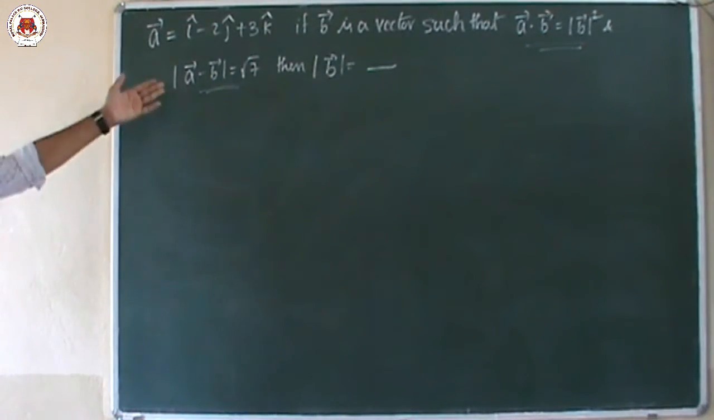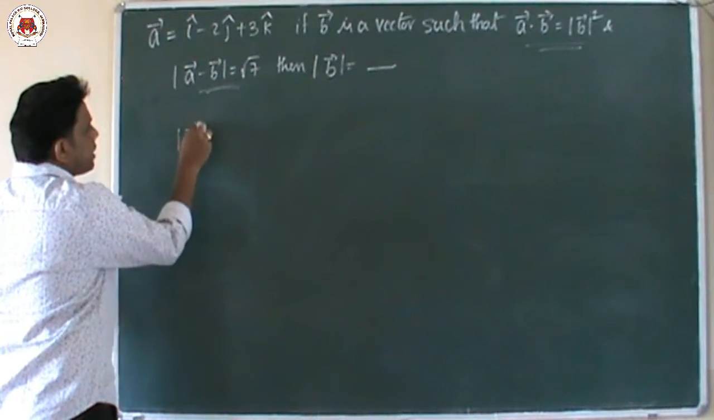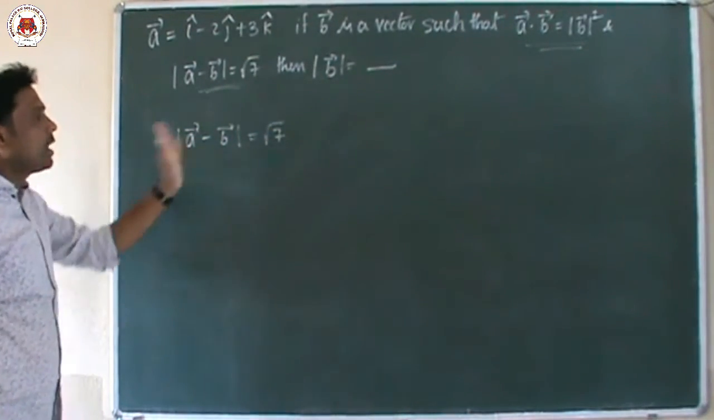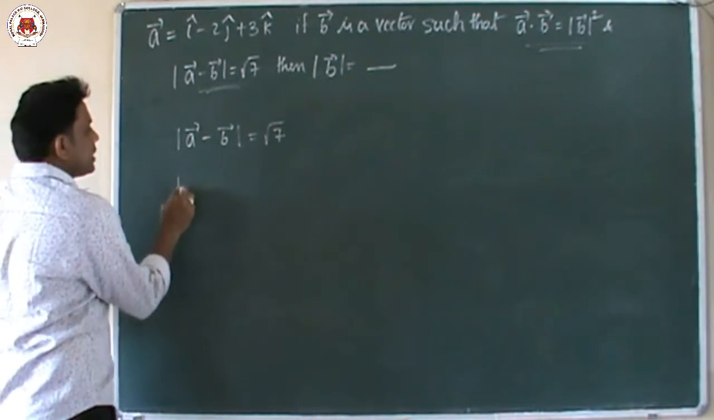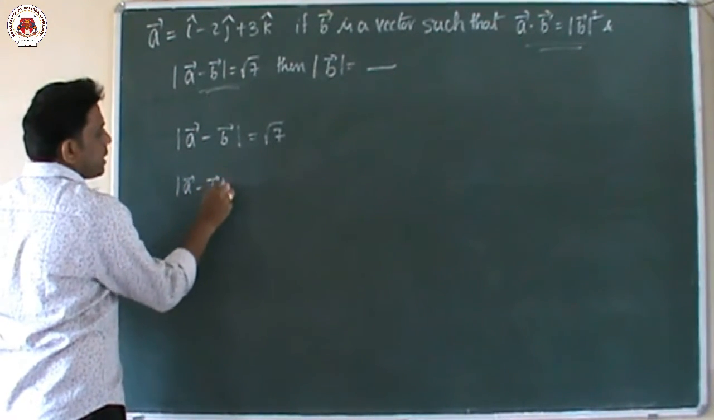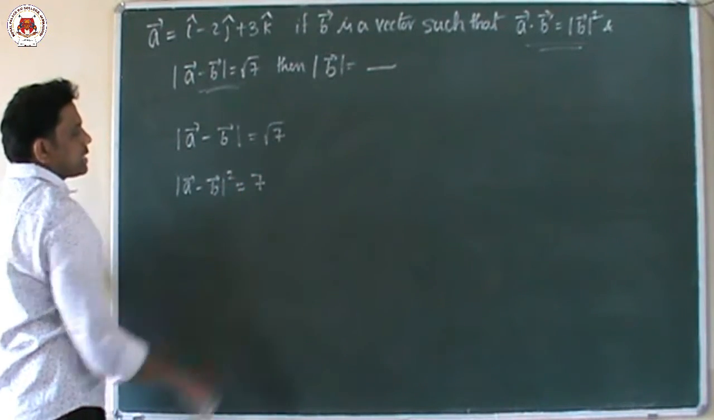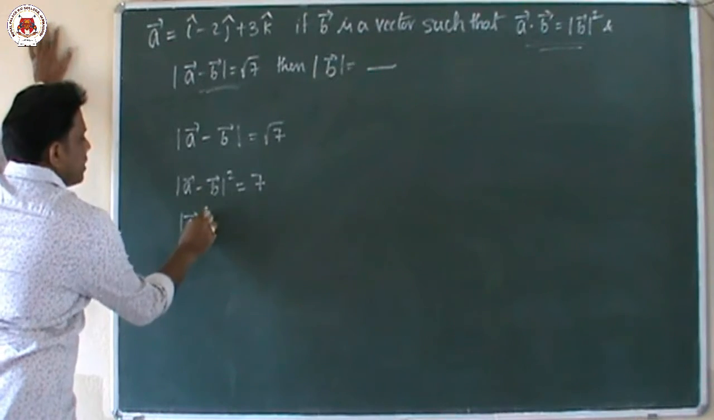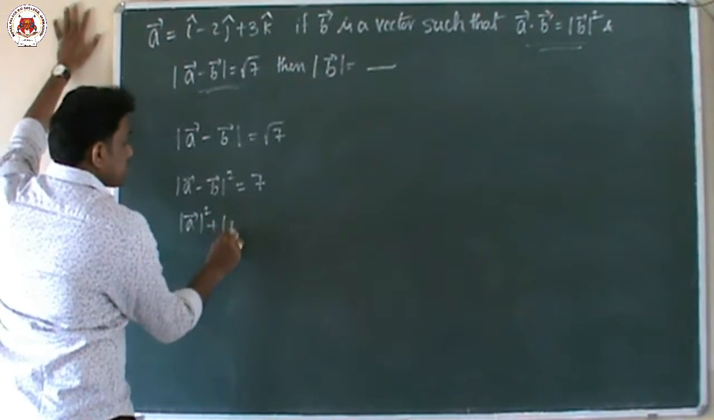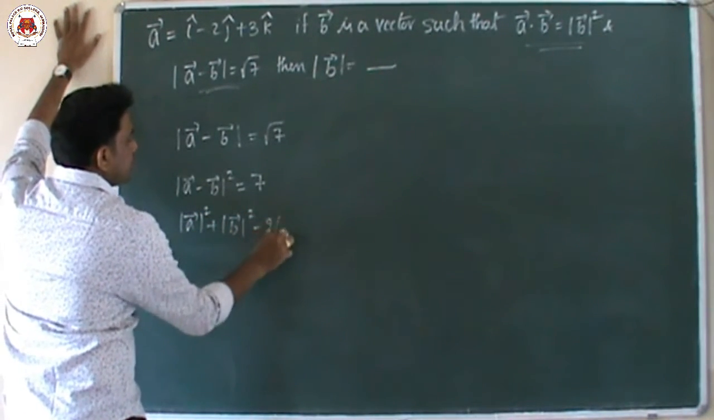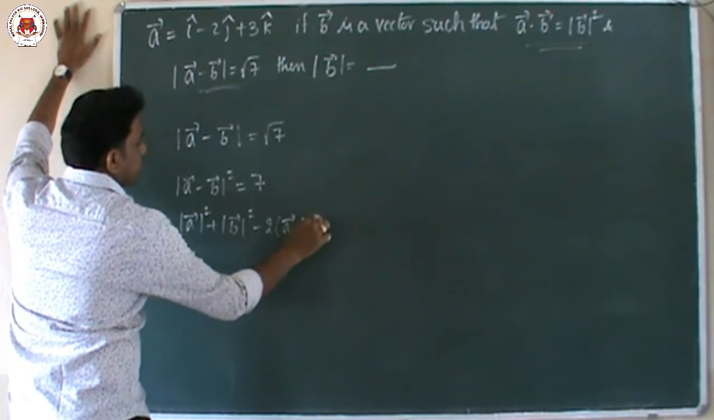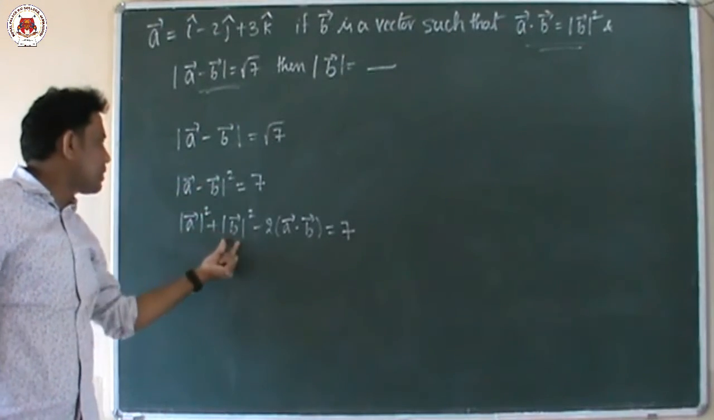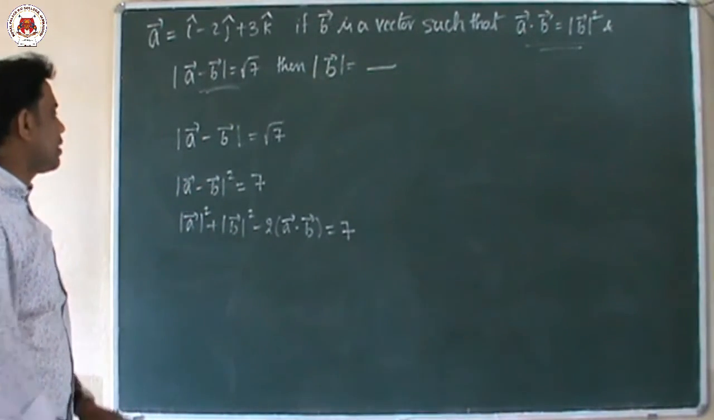How to find it? First of all, we will take the second condition: vector a minus vector b equal to root 7. Squaring on both sides because here the root is there. If we do the squaring on both sides, vector a minus vector b whole square equals 7, the square root cancels. It is in the form of a minus b whole square. Assume that it is nothing but a square, meaning vector a whole square plus vector b whole square minus 2 into vector a dot vector b.